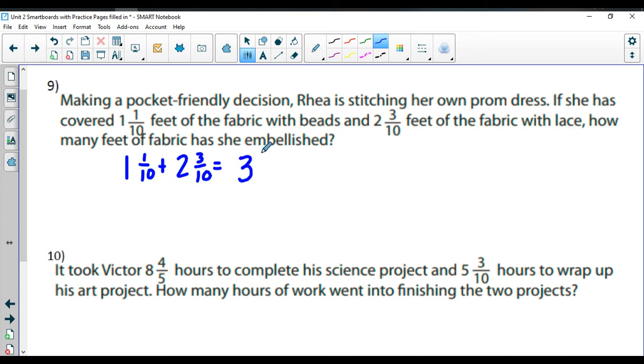Adding your whole numbers together, you get 3. Adding your fractions, you get 4/10, which I would hope that you realized needed to be reduced to 2/5. And you should go ahead and put on there a label of at least feet. If you put feet of fabric, I would have been even more impressed, but feet would have been a good label.